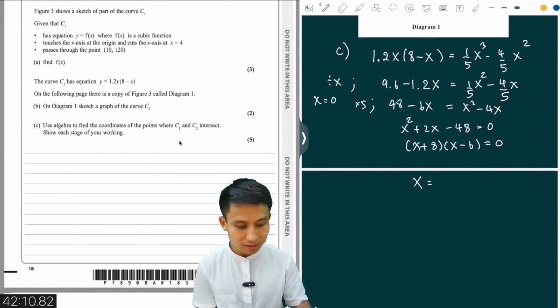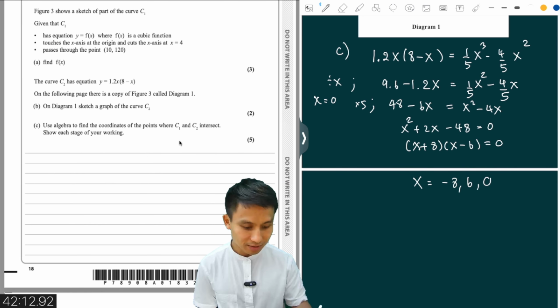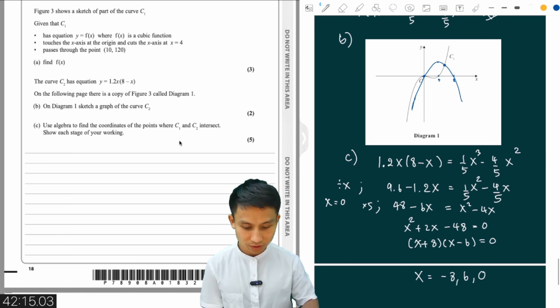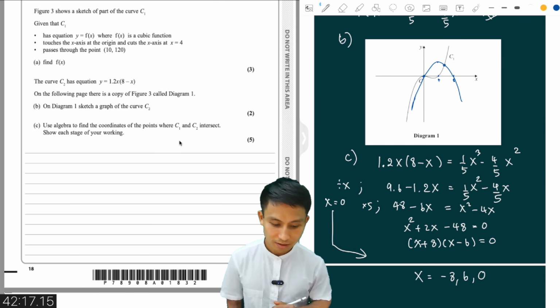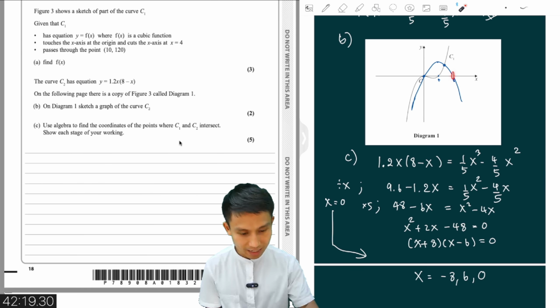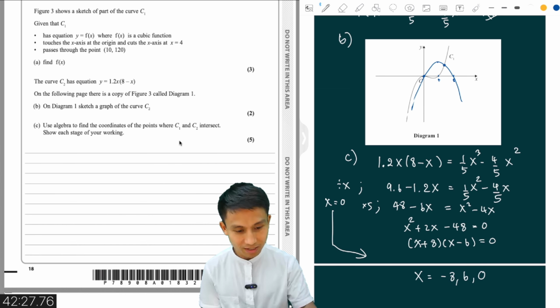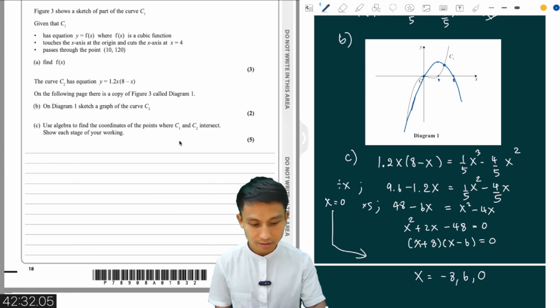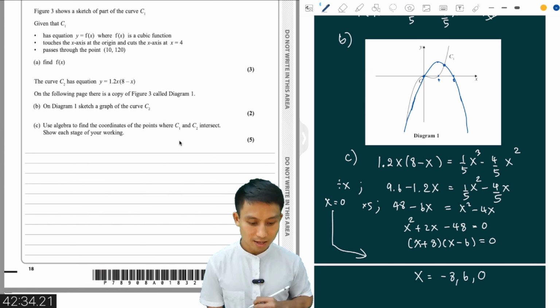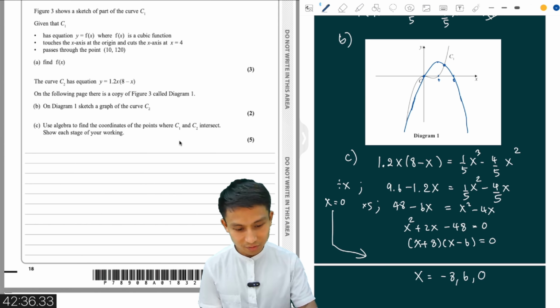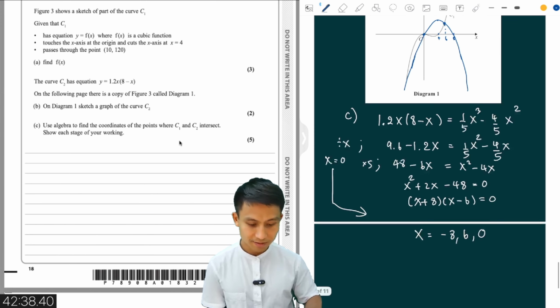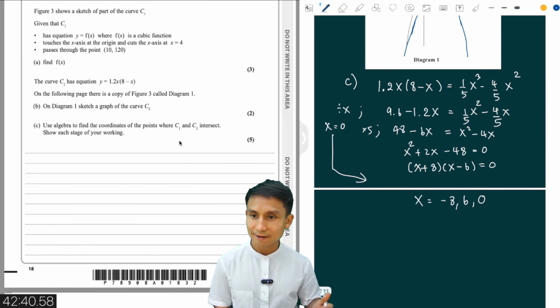And then we have x equals minus 8 and 6 and 0 that we got earlier, because we know from that, right? So let's see if it makes sense. Minus 8, sorry. So minus 8 is far to the left. So yeah, they actually do intersect once again somewhere, like that. And then we have 0, and then we have 6 here. So this is about 6 actually. Yeah, so that all makes sense, I think.